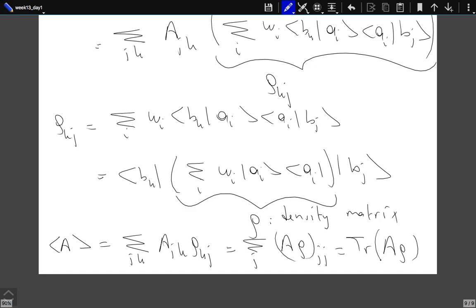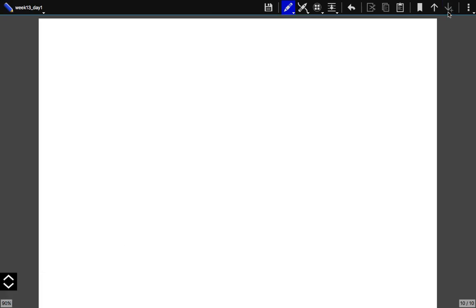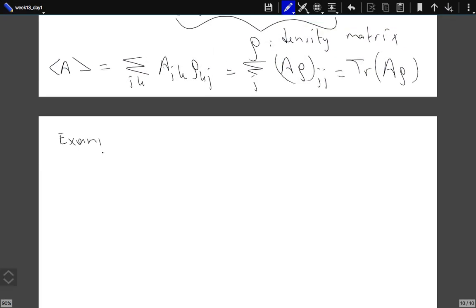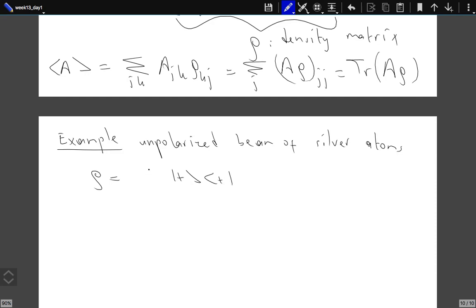Now let's first see that it works, at least in the case of my spin. Let's see. For my case, the unpolarized beam of silver atoms, well, they are in the plus state with 1/2 probability, and they are in the minus state with 1/2 probability. This is the density matrix corresponding to my system. This is nothing but rho equal to 1/2 times the identity operator.